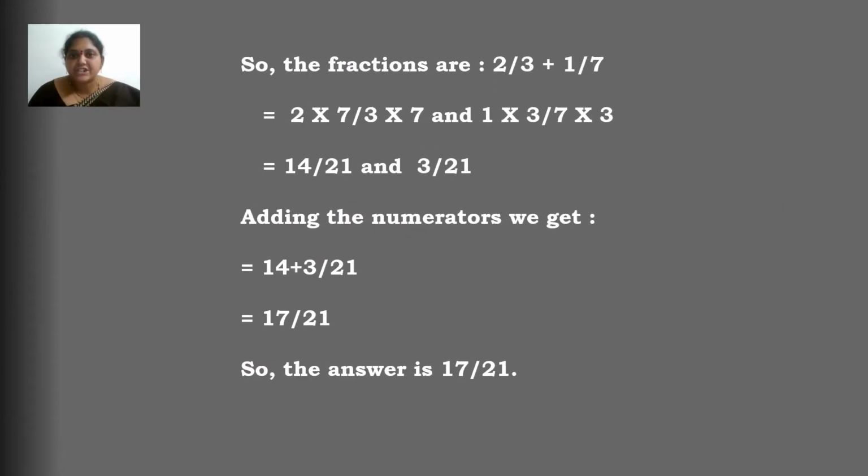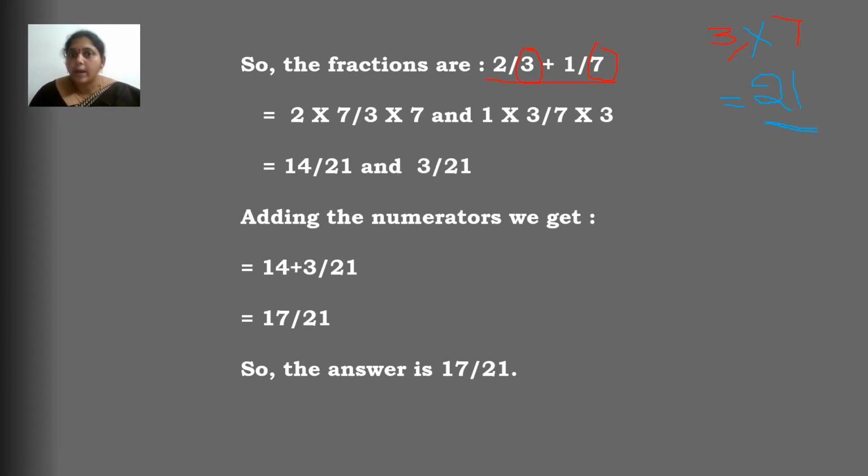So, the fractions are 2 by 3 plus 5 by 7. We have to convert the denominators into the same denominator. How? We have to take LCM of 3 and 7. So 3 and 7 are in different tables. When they are in different tables, what I told you, directly you can multiply both the numbers. When you are multiplying both the numbers, what will be your answer? 3 sevens are 21 or 7 threes are 21. Now your denominator should be 21.